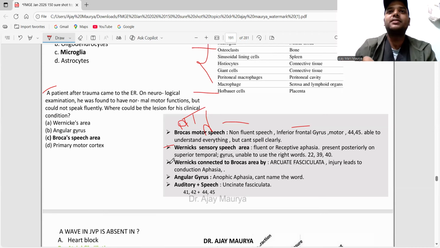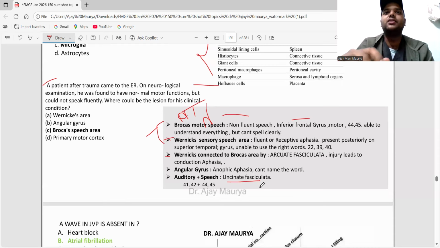Next, Wernicke's area and Broca's area are connected by the arcuate fasciculus. Injury to this leads to conduction aphasia. Also remember, a lesion of the angular gyrus leads to anomic aphasia. If there is a lesion to the uncinate fasciculus, then both auditory and speech will be impaired. This is what they are going to give in the examination.